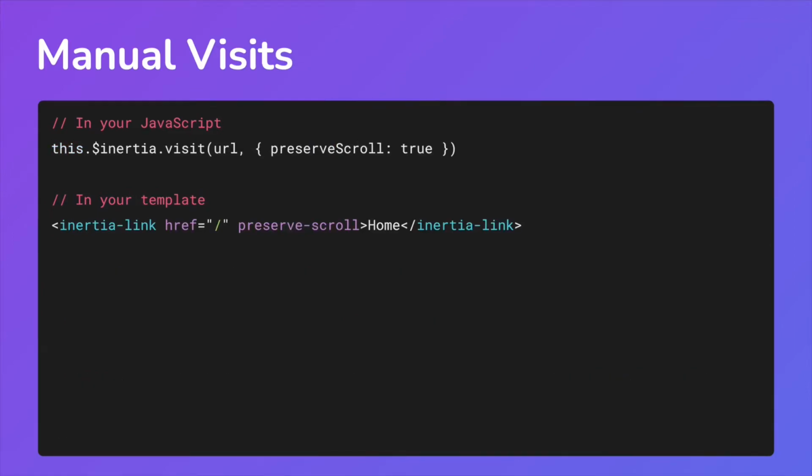And finally, Inertia is offering various options when performing manual visits, which you can all check out in the official documentation. One cool option is scroll preservation. Usually your browser will jump back to the top of your page when making a request, and Inertia is adapting this default behavior. However, by defining the preserve scroll option on an Inertia link component or a manual visit, you can tell Inertia to preserve scroll position. This helps you to achieve a more app-like feel with your application.